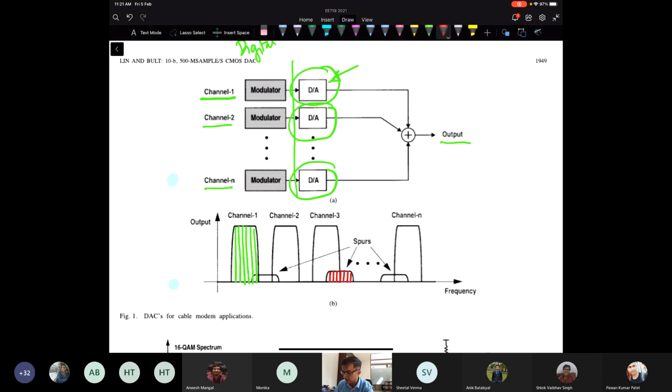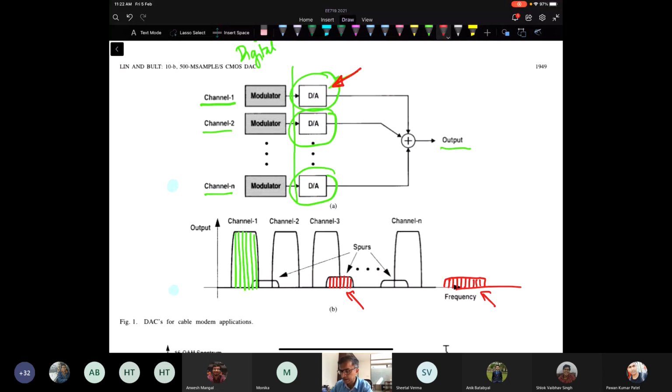And then you will have another one, this is your third harmonic, something like that. Now these are bad, because they line up in the other band. For example, in this case, it lines up in channel 3, and then channel 3 is screwed up. So that's not good. As a result, there are really stringent specs on these D2A converters, linearity specs.